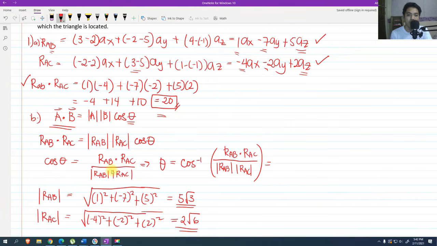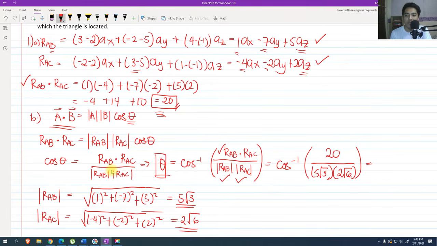And now, substituting to the formula to get the angle, we have arc cosine of the dot product of RAB and RAC, which is 20. We computed that a while ago. So we have 20 all over the product of the magnitudes of RAB and RAC, which are 5 square root of 3 and 2 square root of 6. If we calculate it to 2 decimals, 61.87 degrees. So this should be our final answer for letter B. That's the angle between the two vectors.